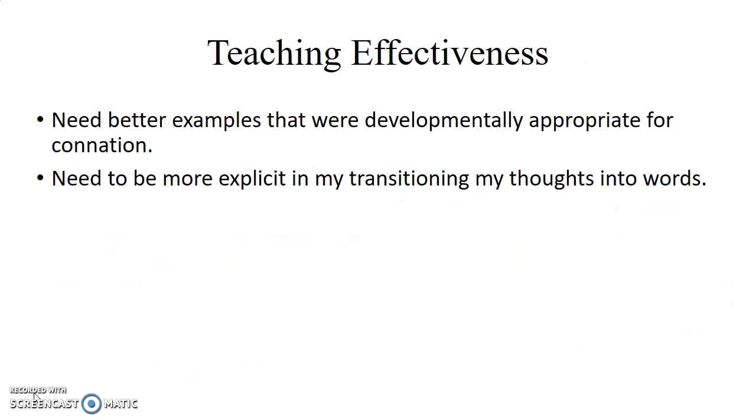Teaching effectiveness. I needed better examples on connotation that were developmentally appropriate for 7th and 8th graders. The connotation examples that I had, I felt like they were too far above their ZPD. I wish I had ones with words that 7th and 8th graders use on a daily basis. I need to be more explicit in transitioning my thoughts into words.